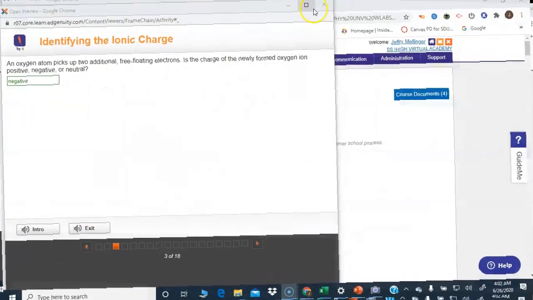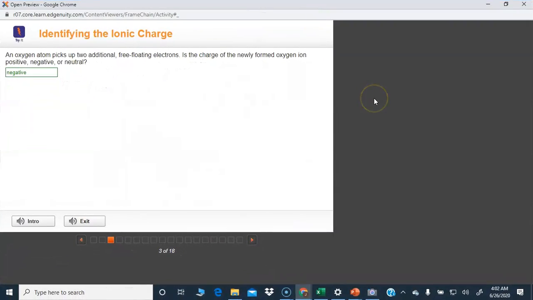All right, so next up is a question. An oxygen atom picks up 2 additional free-floating electrons. Is the charge on the newly formed oxygen ion positive, negative, or neutral? There you see the answer. Why is that? Because electrons are negatively charged. If you add 2 of them to any atom, that atom will have a more negative charge. So oxygen will become negatively charged when it picks up 2 additional electrons.